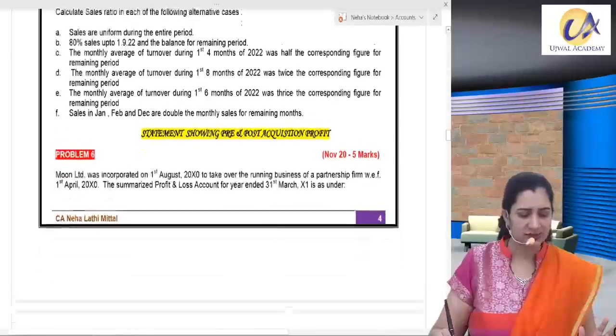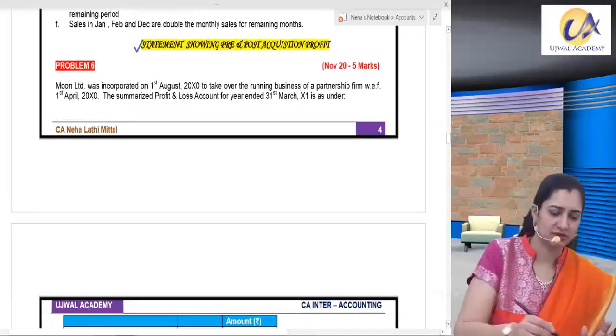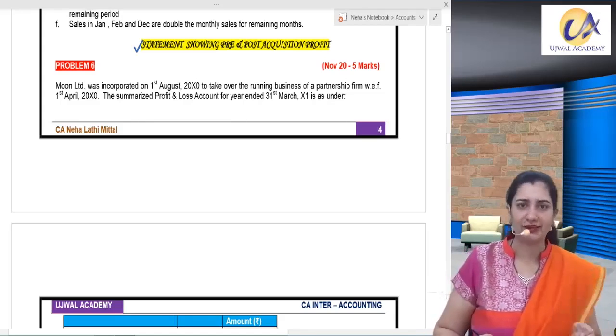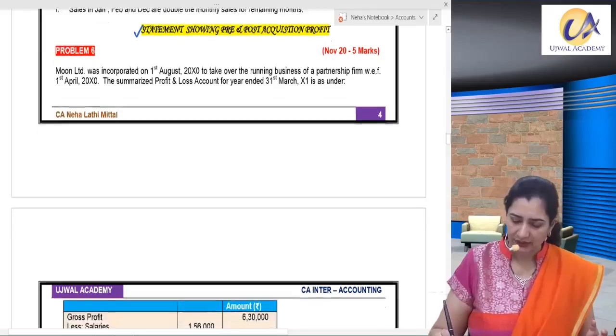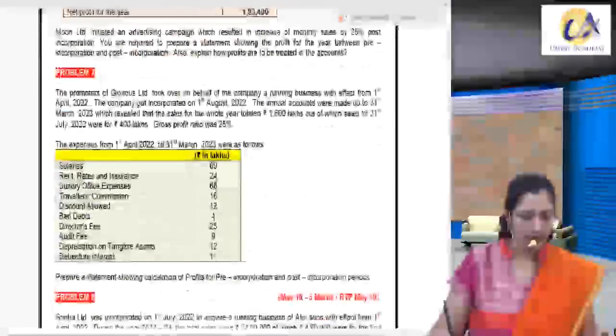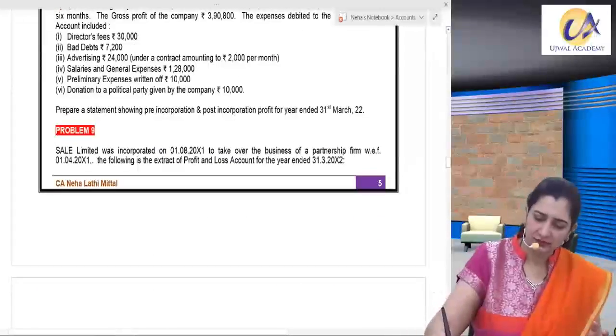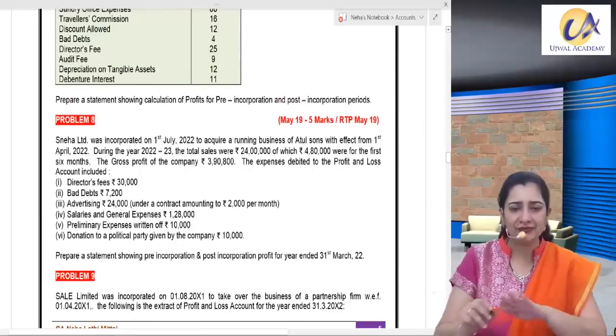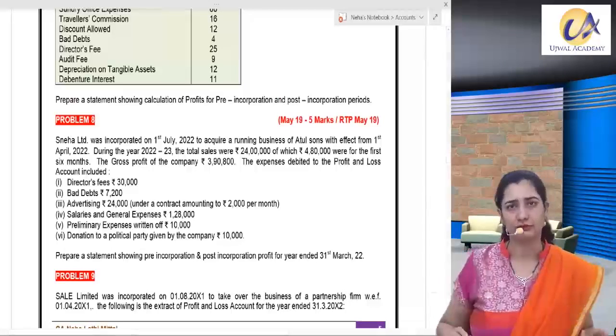Now this question you can see again, the type is this, showing making a statement. This has come in your November 20 exam question, 5 marks with weightage. Okay. Then of course you can see how the problems are presented. Just to show you, RTP questions also are covered. Everything has been properly done for you.